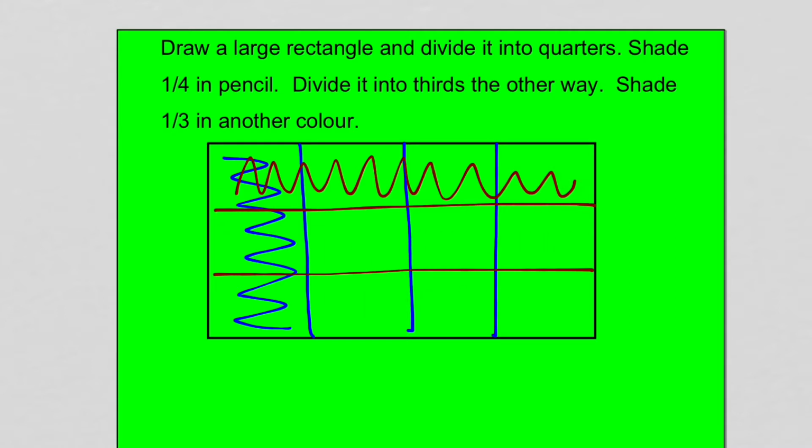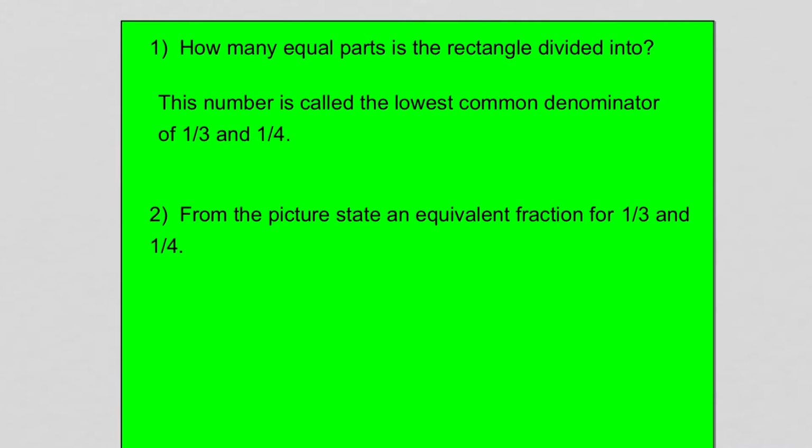So then what I asked them is, how many mini squares is this rectangle divided into? And it's divided into 1, 2, 3, 4, 5, 6, 7, 8, 9, 10, 11, 12 equal squares. And those 12 squares, that is an important number. That 12 is called the lowest common denominator. So it's divided into 12 squares, and that number is called the lowest common denominator of those two fractions, or the LCD. It's the lowest common denominator of 1/3 and 1/4.